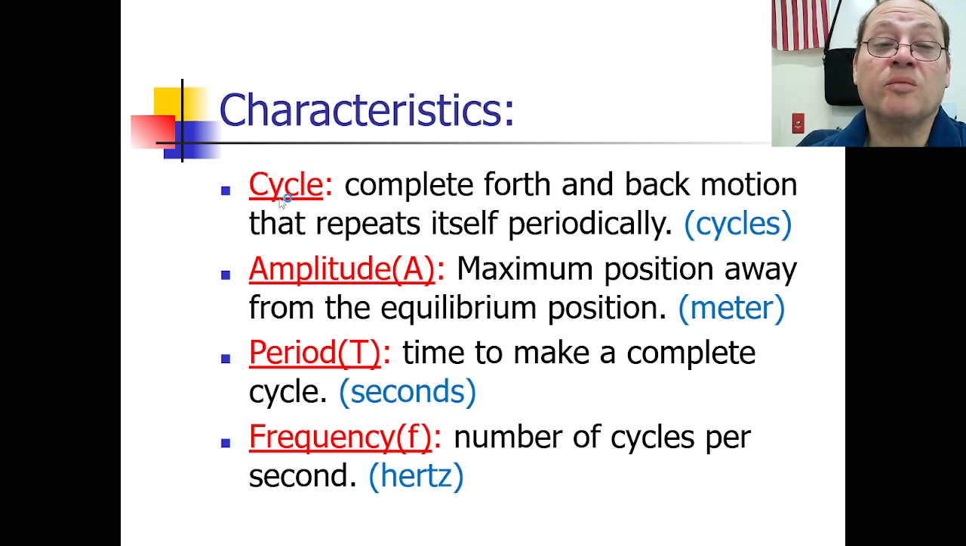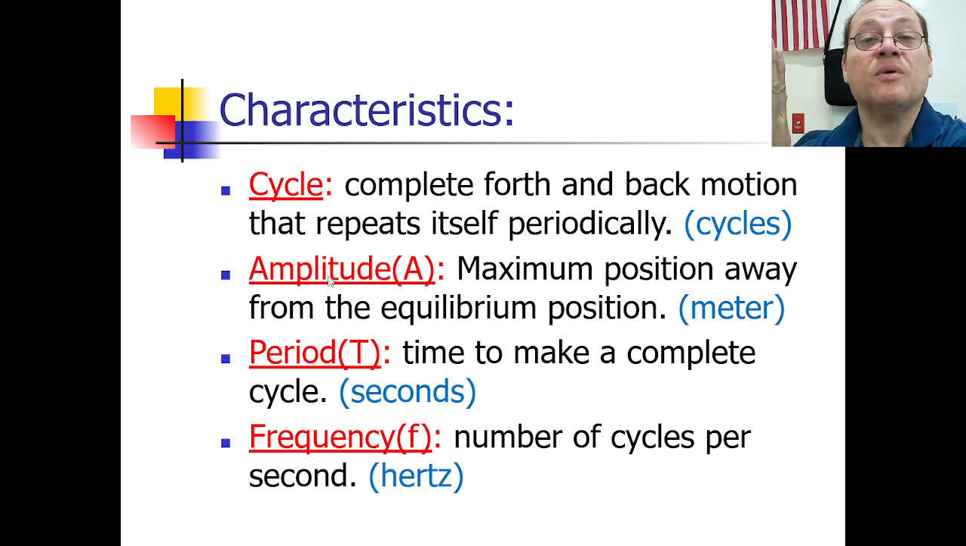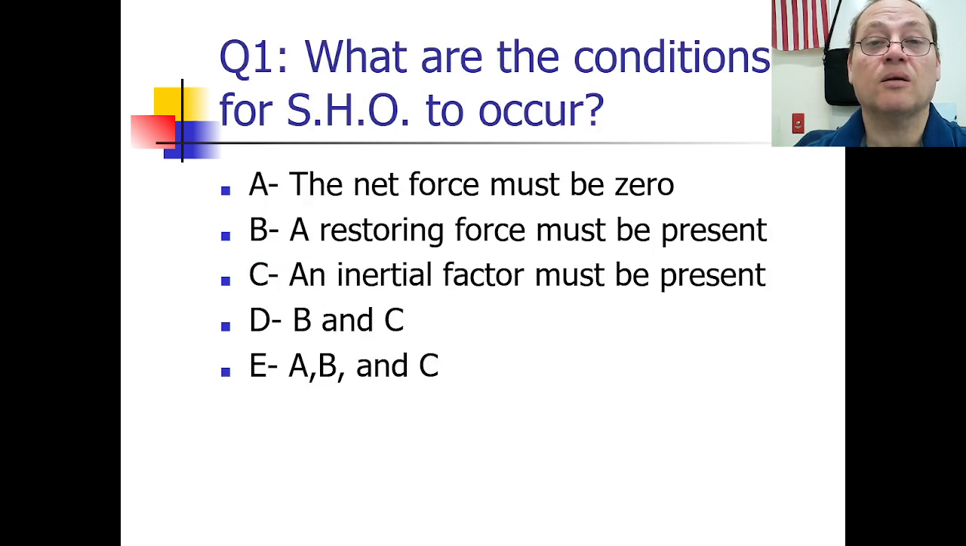So you can measure the number of cycles, you can measure the distance the object is moving away from the equilibrium position. The maximum distance is called the amplitude. You can measure the period, which is the time for one cycle. And you can measure the frequency, which is the number of cycles it makes in a second. These are check questions. I'm not going to go over the answers for this one. This one is for you to answer.